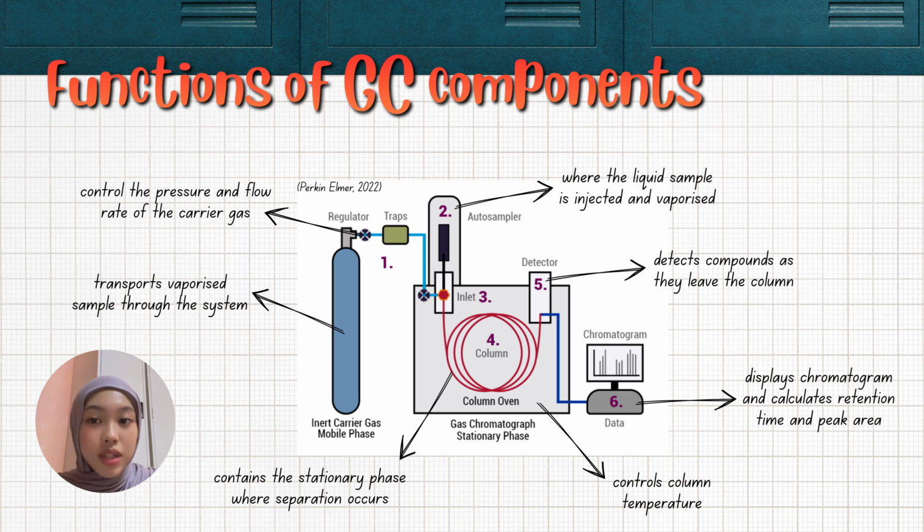The detector detects the separated compounds and converts their presence into an electrical signal. And finally, the computer or data system records the detector signal and displays it as a chromatogram. It is used to obtain information such as retention time, peak area, peak height, and peak resolution.